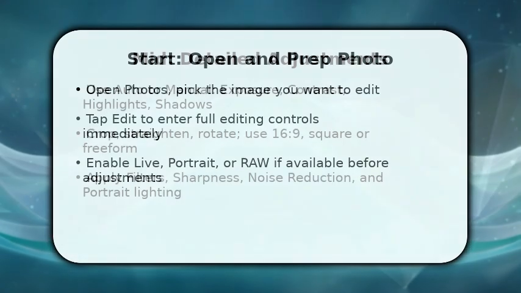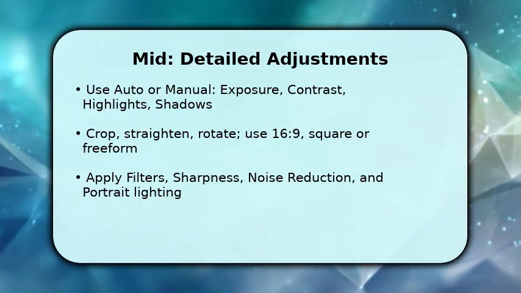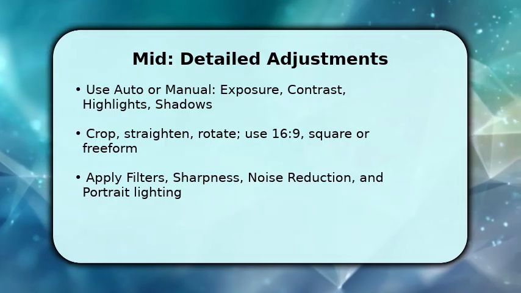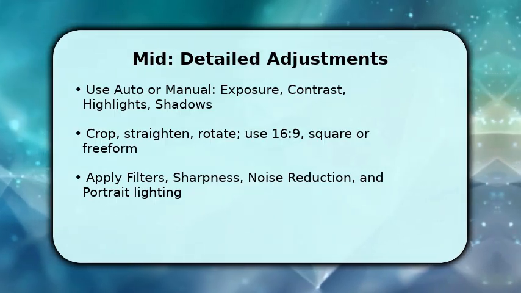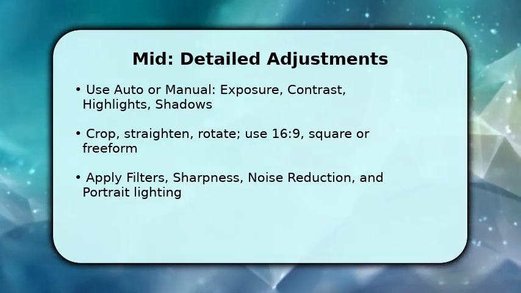Now get into the detailed work. Start with Auto to learn what changes help, then switch to Manual to tweak exposure, contrast, highlights, and shadows for balance. Crop and straighten to improve composition. Try 16:9 or square for different platforms.